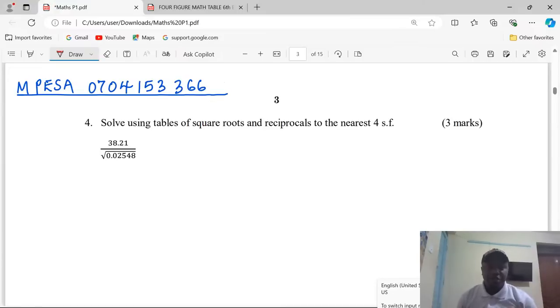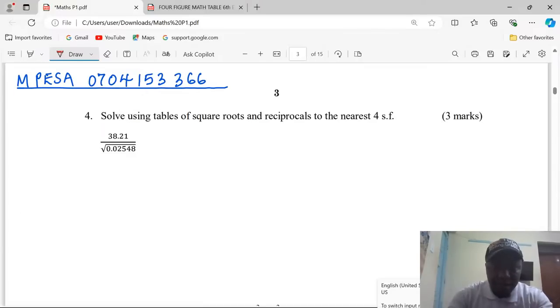Number 4, solve using tables of square roots and reciprocals to the nearest 4 significant figures. Therefore, I'm going to open the math table so that we may read the reciprocals of these numbers. Remember, we are first of all going to carry out square roots. The first thing we do is write the number whose square root is being determined in standard form.